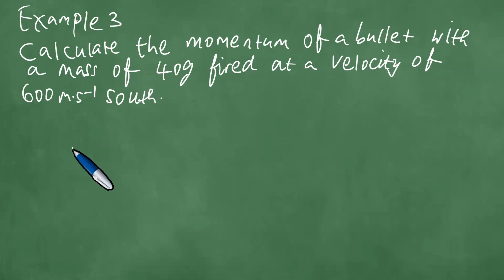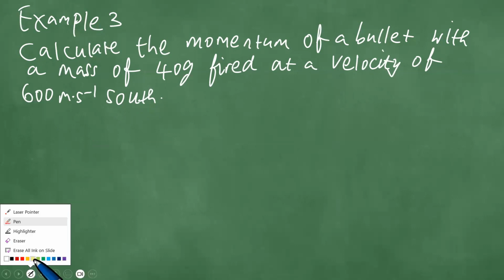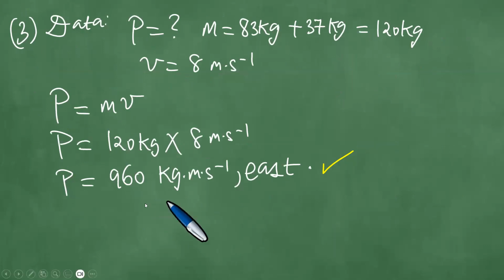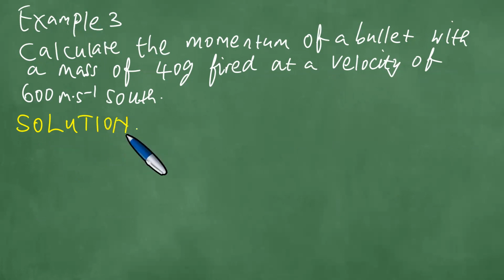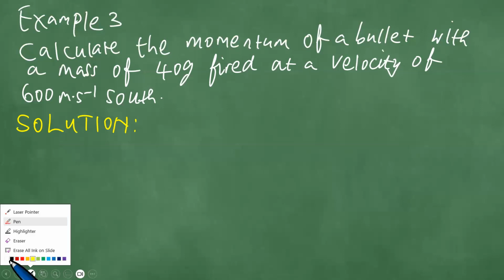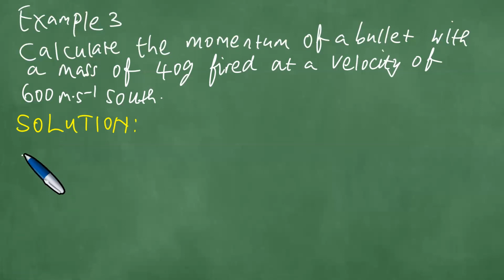Okay, let's look at this situation right now, and we are looking at the solution to this. Right, so what is the solution to this? Okay, we need to calculate the momentum of a bullet with a mass of 40 grams fired at a velocity of 600. Let's calculate this one. So we need to write down the data. Every time in physics, if they give us information, velocities and mass and things, we write down the data.